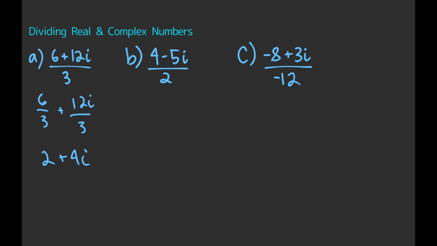For example B, we're going to do the same thing. 4 divided by 2 minus 5i divided by 2. 4 divided by 2 is 2. We can't divide 5i by 2, so we're going to keep it as is. So our final answer is 2 minus 5i divided by 2.